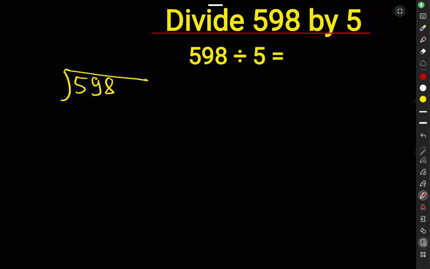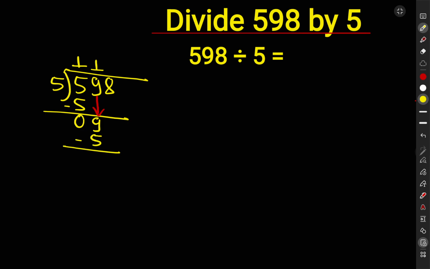We divide 598 by 5 in a long division method. 5 times 1 is 5. On subtracting, we get 0. So now we put down this 9 and 5 times 1 is 5.